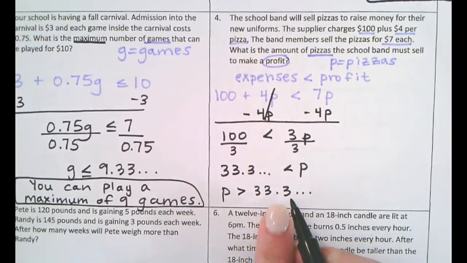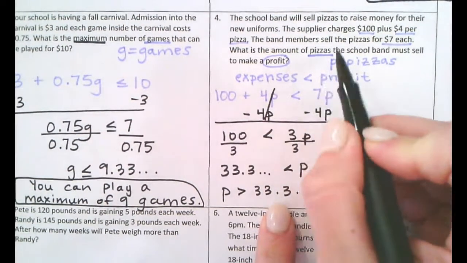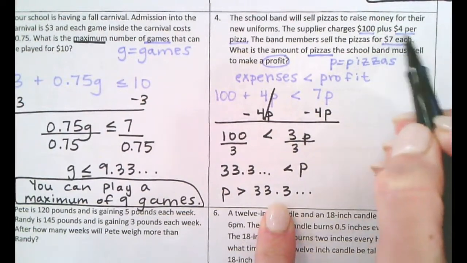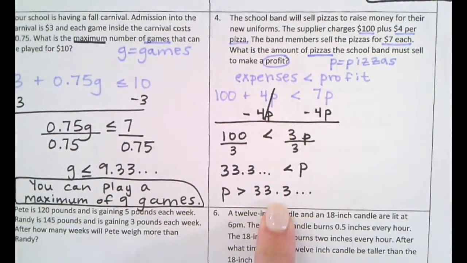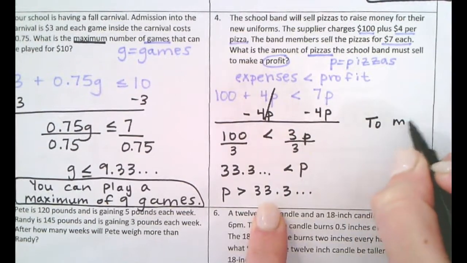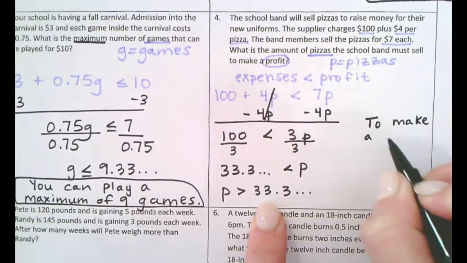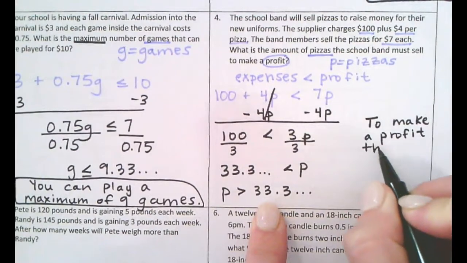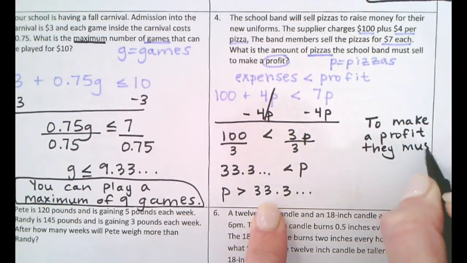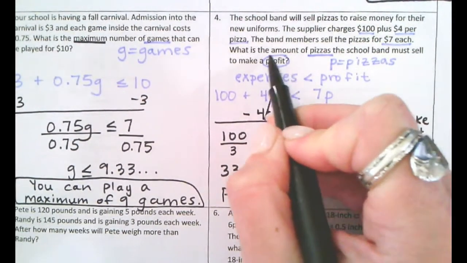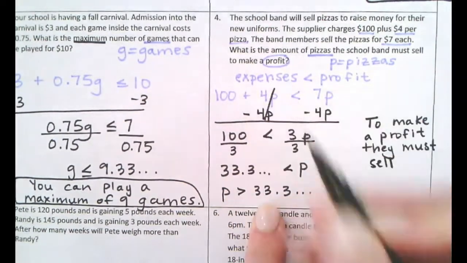Now, same with the number of games. We cannot sell part of a pizza. They're not selling them per slice, they're selling them per full pizzas. So in order to make a profit, they must sell, and it doesn't say the maximum or the minimum, it wants to know the total amount of pizzas.